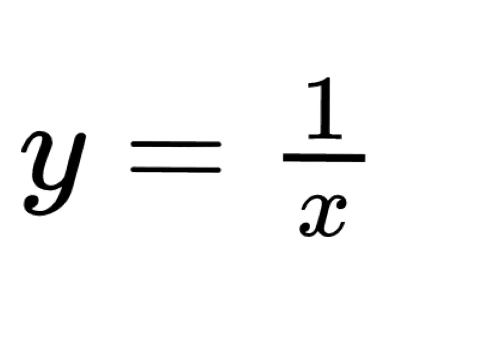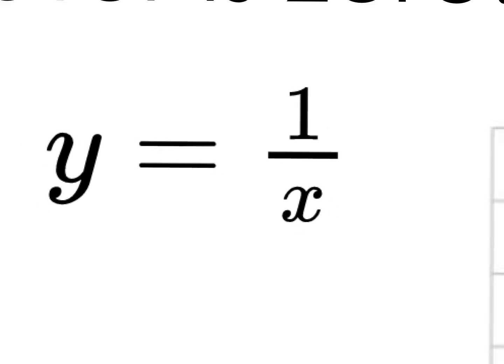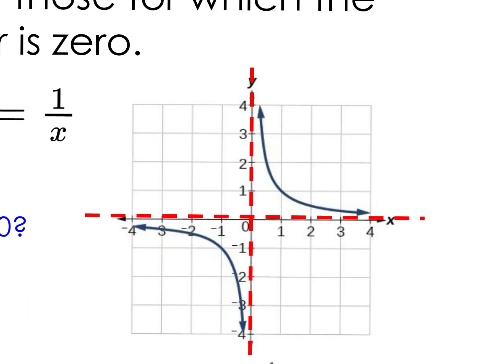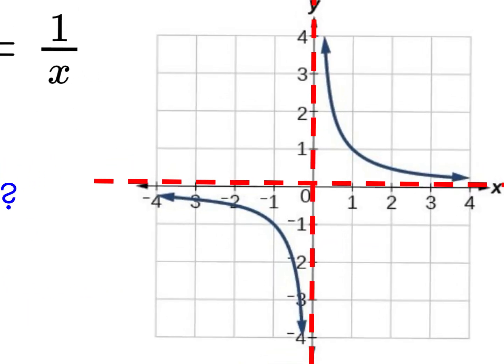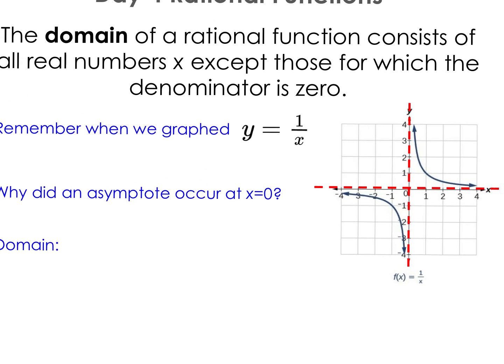1 over x. All right. It's a fraction function. And do you remember what it looks like? Do you remember it looks like that? All right. Now I'm going to talk to you a little bit about the asymptote and what a hole in a graph is and what domain means. So let's just do it one at a time.